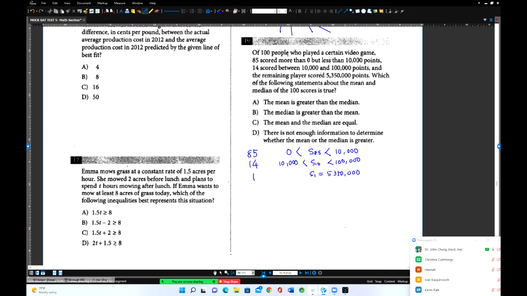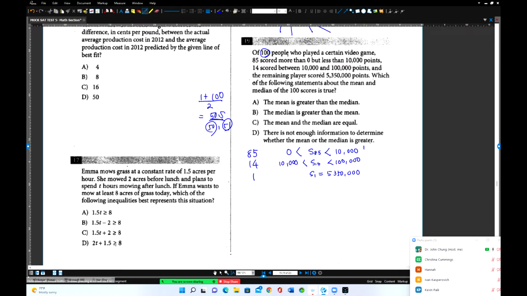Okay, where is the median? The median is the middle number, right? Out of 100 people, the exact number is the first person plus the last person divided by 2, which equals 50.5. Which one is 50.5? Between the 50th and 51st people, right? Where is it? Lowest from, you can check it out.